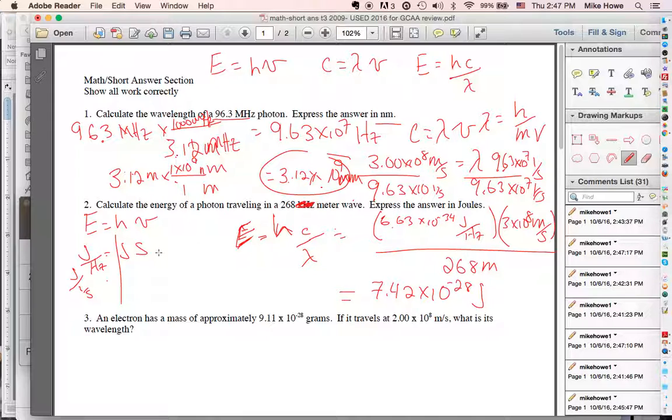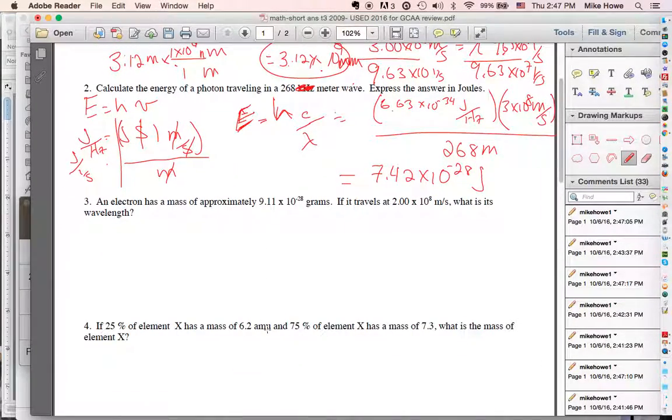Then we have meters per second. And I say what's in here is right here. That joules per hertz means joule seconds. Then we have meters per second for our other unit. And that's all divided by meters. So you see what happens to seconds, then meters, and so your final answer is in joules. Next question is related to math.